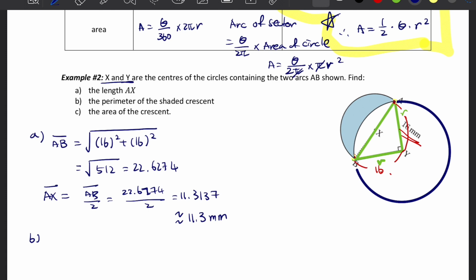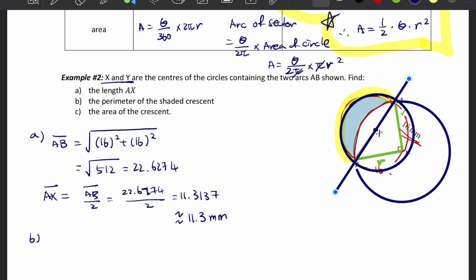So for question B, we need to identify the perimeter of the shaded crescent. So we need to find the perimeter of this crescent, right? I just highlighted it with red. We first have to identify the length of this part here, which I'm highlighting with yellow. This is half of the circle, right? We already discussed that X is the center of a circle, so we can have a circle like this.